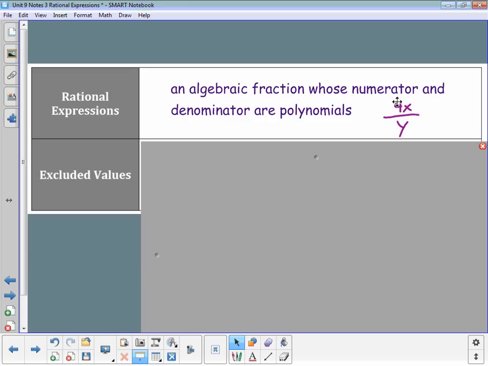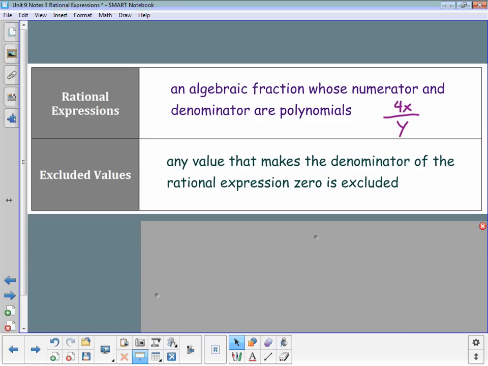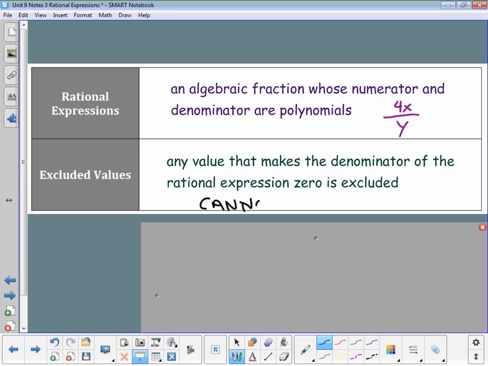Excluded values of rational expressions. We all know that in fractions, we can't divide by 0. So when we're looking for excluded values, we need to look for any value that makes the denominator of the rational expression 0. Anything that equals 0 in the denominator has to be excluded.